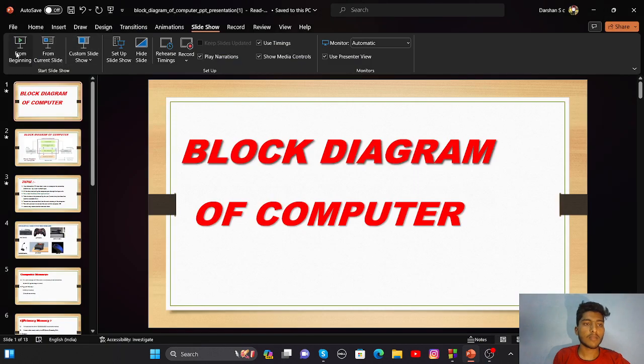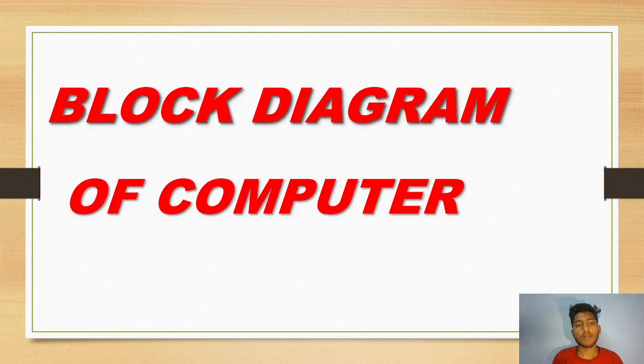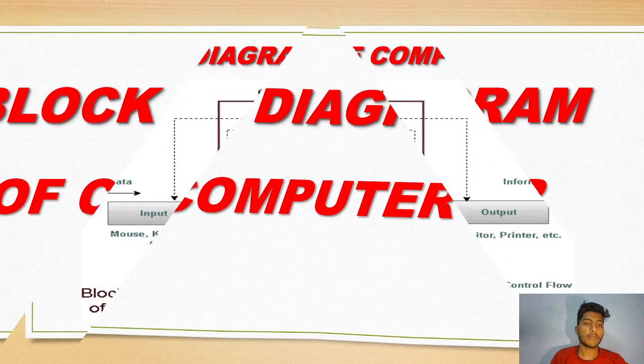Today I will explain the topic of the block diagram of a computer. We all know what a block diagram of a computer is: it represents how the data and instructions flow between the computer memory and input and output devices, managed by the control unit.